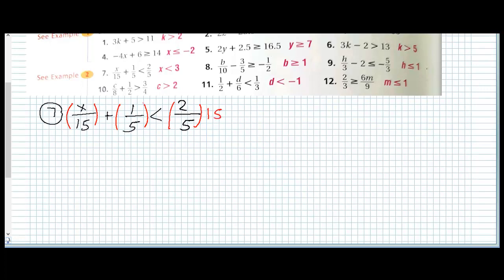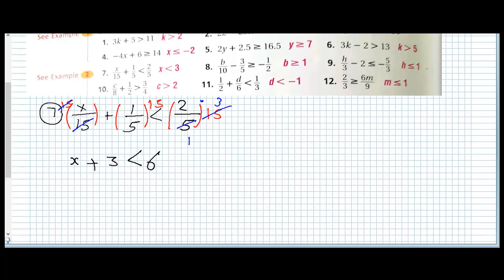I will multiply all the terms by 15. Here 15 will go out with 15, remaining is x plus 15 divided by 5, which is 3, smaller than 3 multiplied by 2, which is 6.